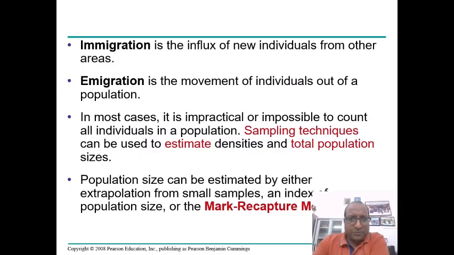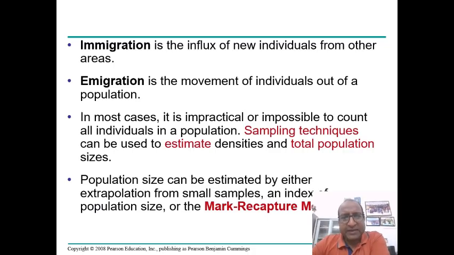So we have to take a sample. We will choose some area in the Sitamarhi district, count the number of people there, and on that basis we will extrapolate that data and estimate the total population of the area.